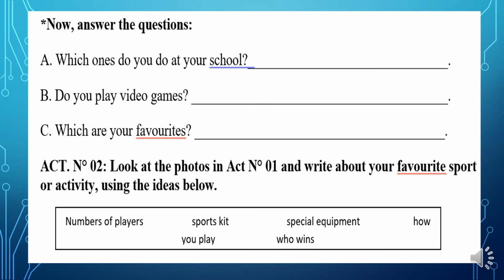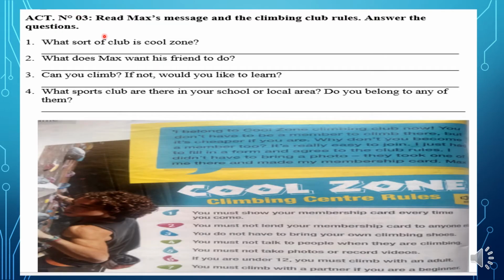Okay, and that's it. Now, for activity number 3, you have to read Max's message and the climbing club rules. You have to answer the questions. Okay, before reading, you have to read these 4 questions. Okay, let's read it all together, and it says, number 1, what sort of club is Max's school on? Number 2, what does Max want his boyfriend to do? 3, can you climb? If not, would you like to learn? 4, what sports clubs are there in your school or local area? Do you belong to any of them?